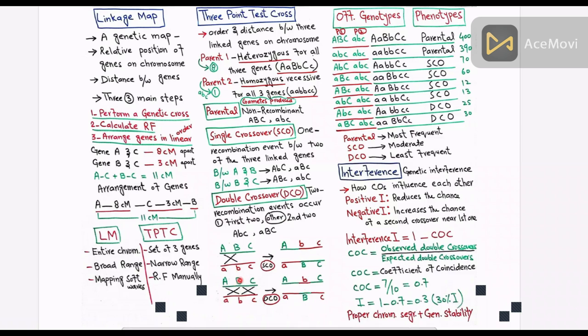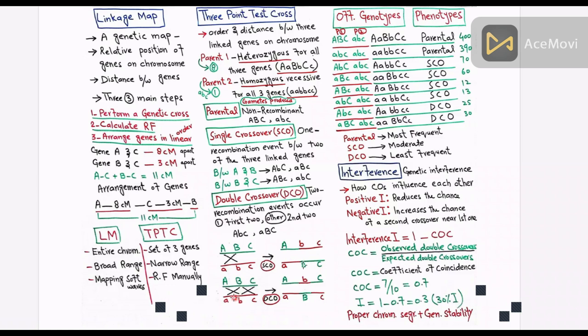These are the visual representations of single and double crossovers. So first we discuss the single crossover. Three linked genes A, B, and C, and A, small b, and small c. And in single crossover, as we already discussed, only one recombination event occurs, either between the first two genes or between the second two genes. In this case, first two genes. So capital A, small b, and capital C. And in this case, small a, capital B, capital C. This is the single crossover.